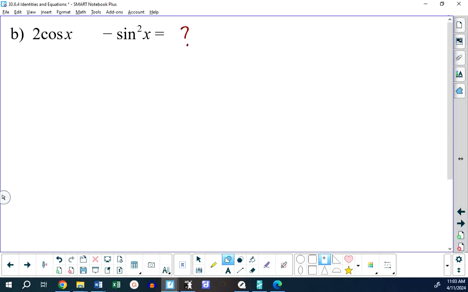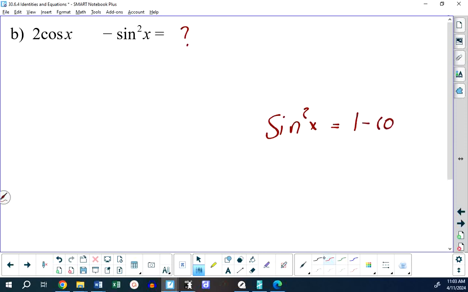2 cos x minus sine squared x. Well, then what you're going to do is you're going to take this identity. Well, there are other options, but when you take the Pythagorean identity and rearrange it for sine squared of x, it's 1 minus cos squared of x. So you can put in here 1 minus cos squared of x.